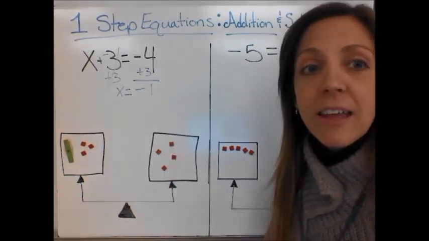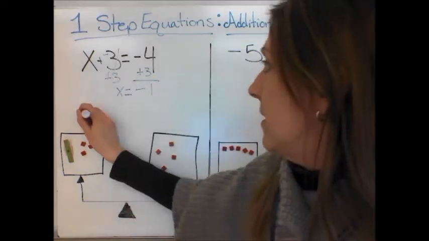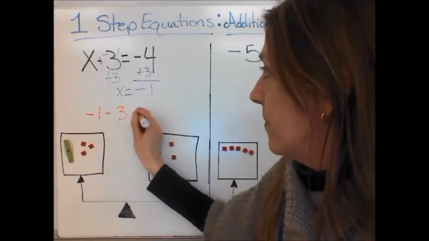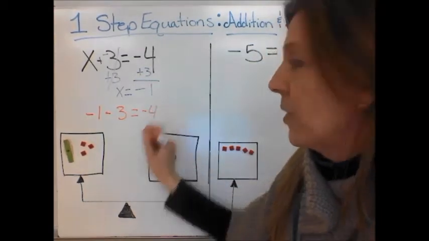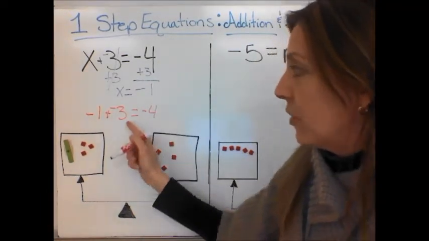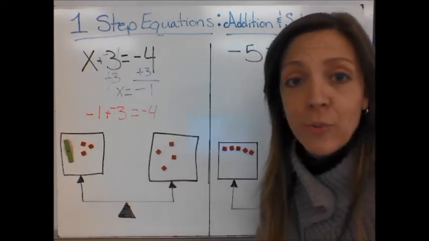Now, if I plug negative 1 in for x, I would get negative 1 minus 3 equals negative 4, or negative 1, I switched it earlier, so plus a negative 3 equals a negative 4. Let me show this to you with algebra tiles.